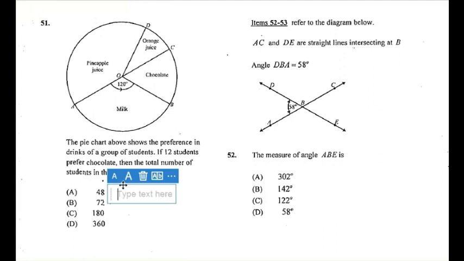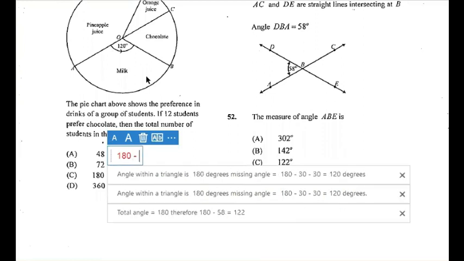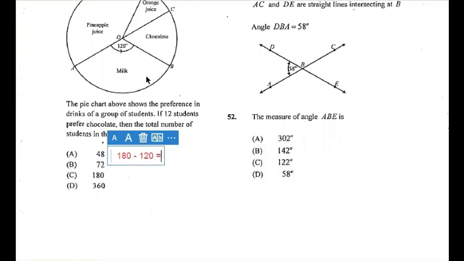So it's the pie chart, and 12 students prefer chocolate, but we don't know the degree as yet as to what is chocolate. But we have what is milk, which is 120 degrees, and this is a straight line, and angles on a straight line measure 180 degrees. So if we have 120 already from the 180 degrees, to get what chocolate is, it would be 180 minus 120 to give us 60 degrees. So therefore 12 students is connected to the 60 degrees. So 12 students is equivalent to 60 degrees.